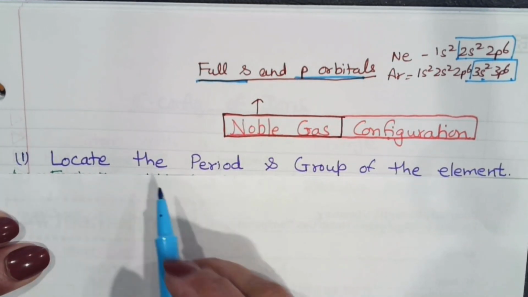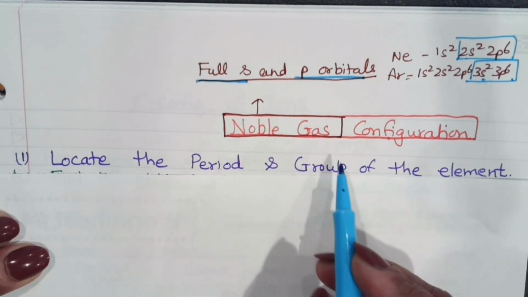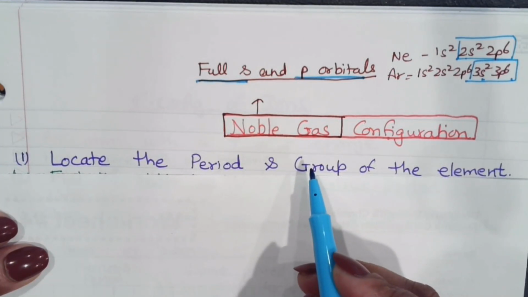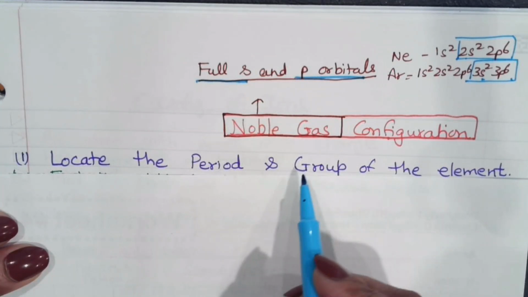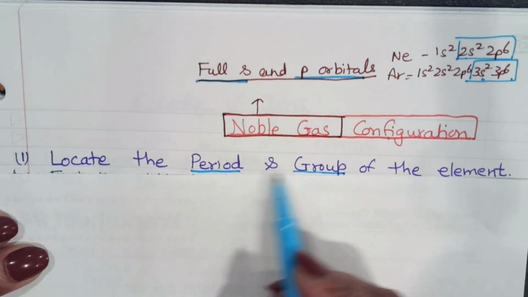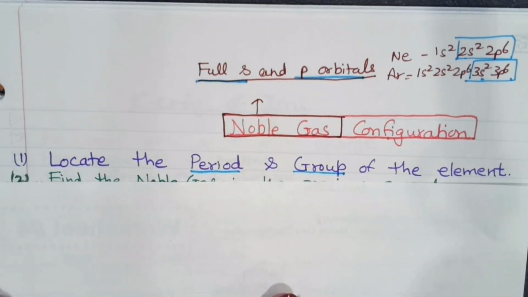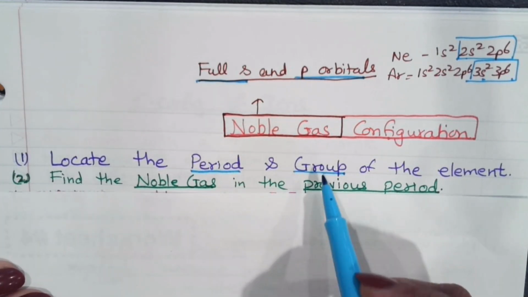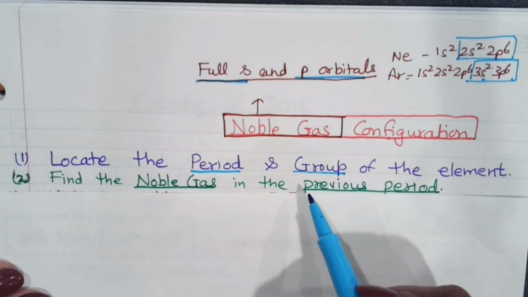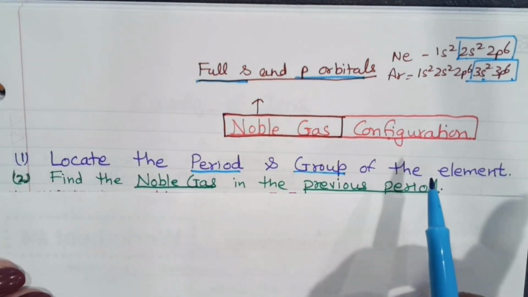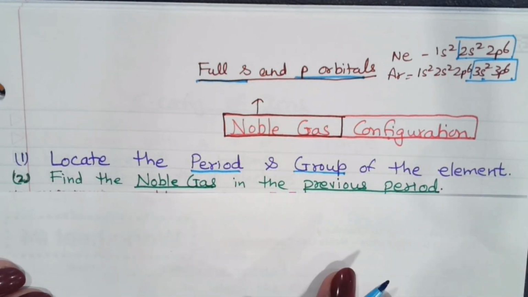So first step is locate the element in a period and the group. For example, whether the element is in P block, D block, S block or F block, and then you locate the period of that element. So we need to know which block and which period the element is located. Next, we find the noble gas in the previous period. For example, if the element is in the third period, we will use a noble gas in the second period. So one period before the period of the element.